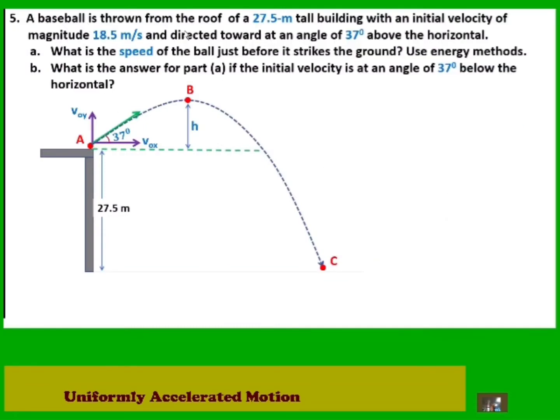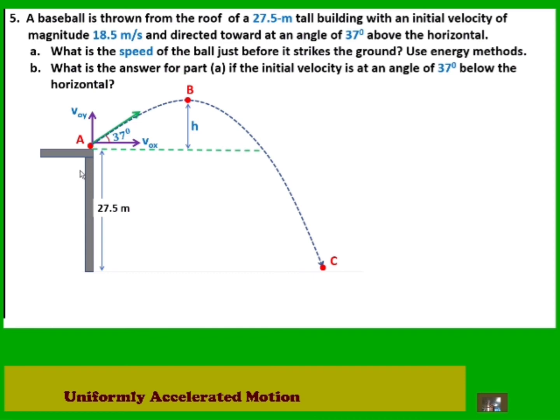Problem number 5. A baseball is thrown from the roof of a 27.5 meter tall building with an initial velocity of magnitude 18.5 meters per second and directed at an angle of 37 degrees above the horizontal. A. What is the speed of the ball just before it strikes the ground? Use energy methods. B. What is the answer for part A if the initial velocity is at an angle of 37 degrees below the horizontal?